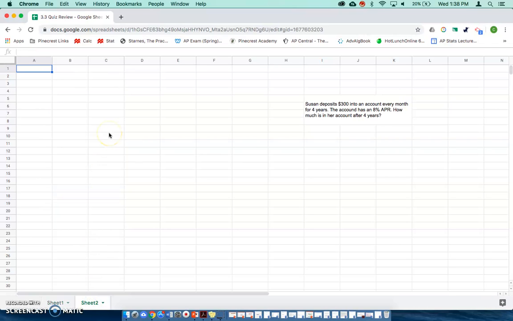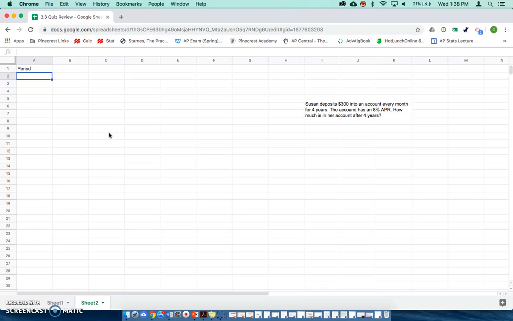Now let's look at the second type of question. This is an annuity because you're putting money into your account every month. So you're not just putting a bunch of money in your account to start with and then leaving it alone. You're adding money to it every compounding period. So in this case, Susan's putting $300 into her account every month for 4 years. So that's 12 times a year for 4 years. So it's going to compound 48 times.